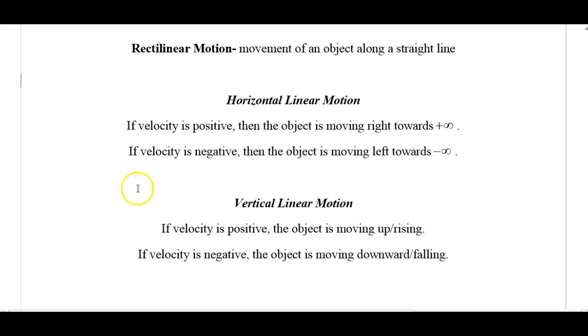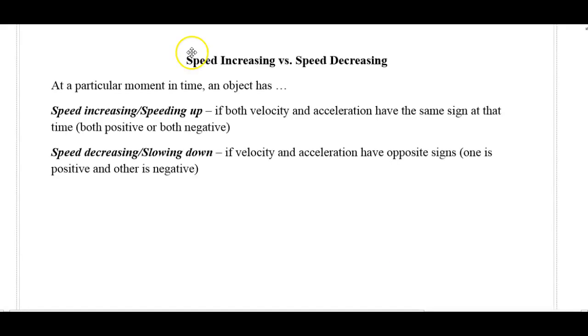infinity. If on the other hand we have vertical linear motion, and we're told velocity is positive, then the object must be moving up or rising. So we can think about moving up along the y-axis. And if velocity is negative, then the object is moving downward or falling. So we're thinking moving down along the y-axis.